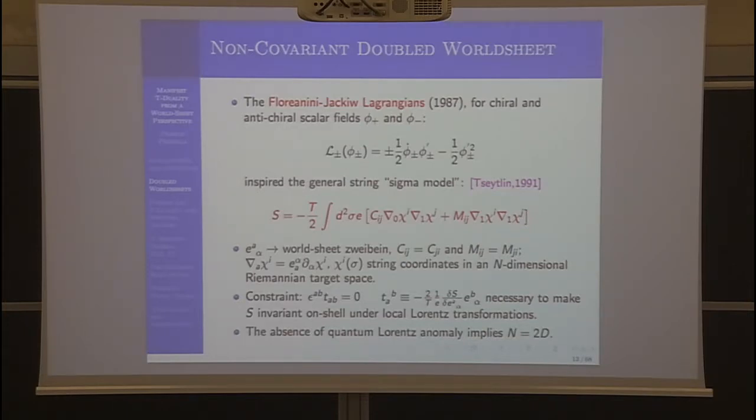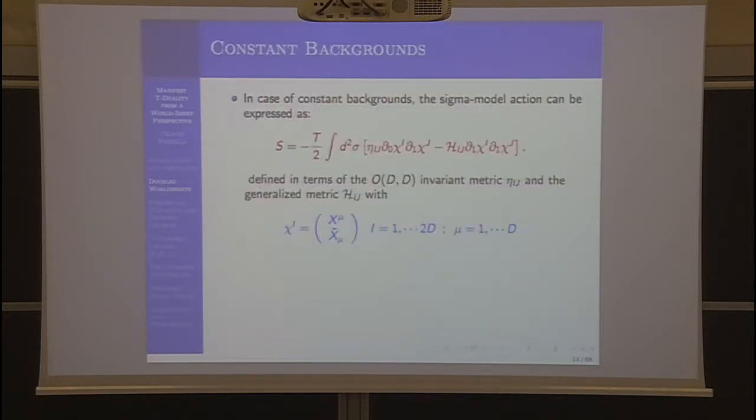And furthermore, the absence of quantum Lorentz anomaly implies that the dimension of the Riemann target space in which the string is immersed must be an even number, so it's 2 times d. And in case of constant background, the sigma model action can be expressed in this way.